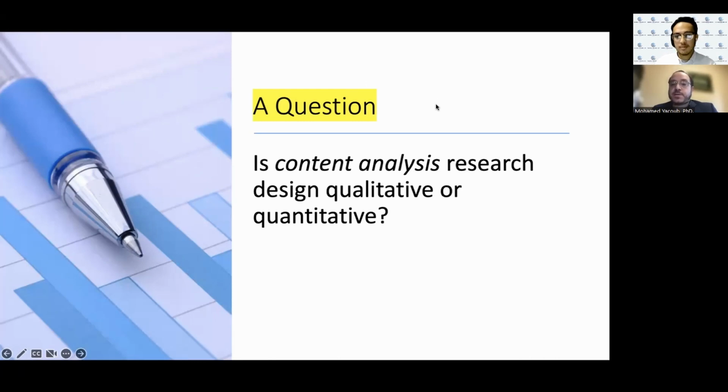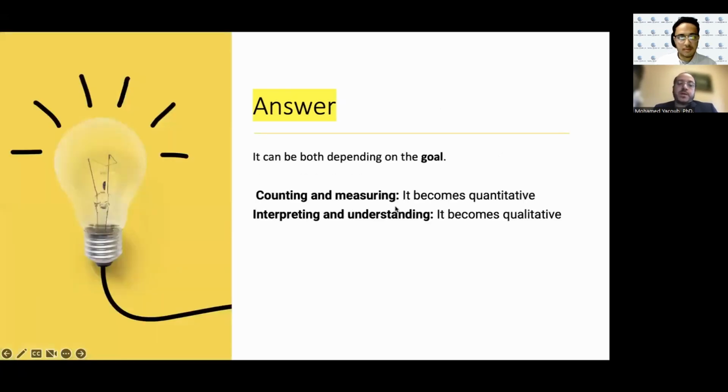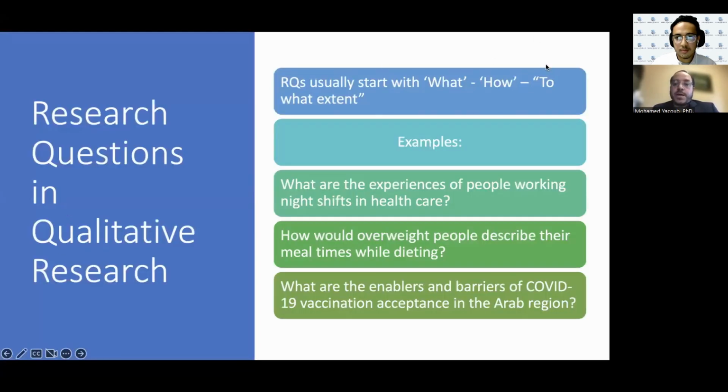Yes, and I think it could be both. How? Well, depending on your goal. If your goal is to count and measure the frequency of some words mentioned in the content that you're analyzing, then it becomes quantitative. You're dealing with numbers. But if your end goal is to interpret and understand and explore things in the content, then it becomes qualitative. Okay.